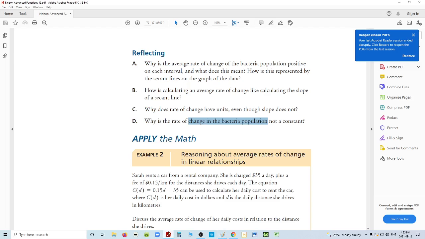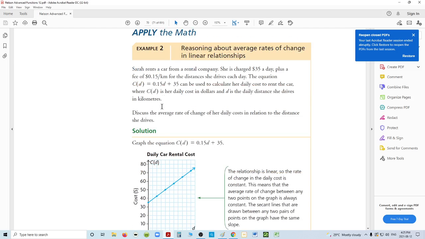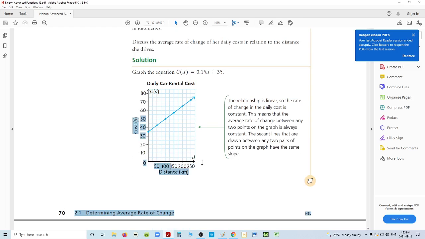Things like that are just common sense, and they tie in with your biology. So here we see she rents a car. She's charged $35 a day, plus this much for each kilometer, which means you can see right away she's going to start at 35. And the longer she drives, which is on the x-axis, the more she gets charged, which is on the y-axis, which makes sense.